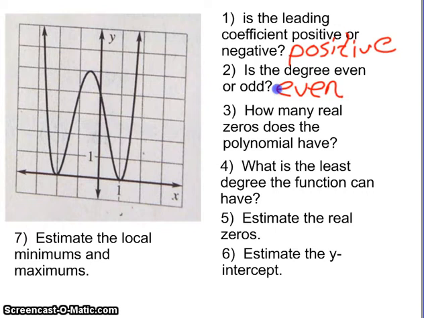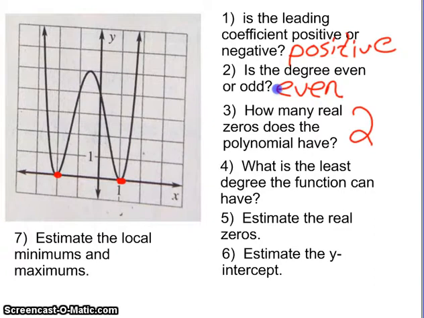How many real zeros does the polynomial have? I'm going to draw on the graph 2 of them. There are 2 places where the graph crosses the x-axis. Those are the real zeros.